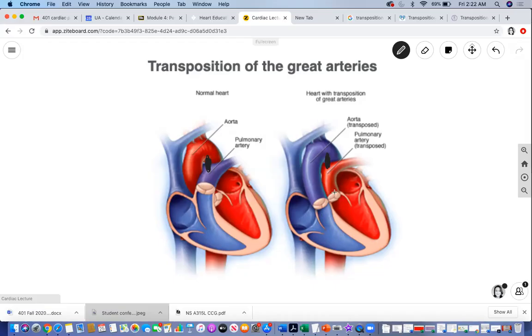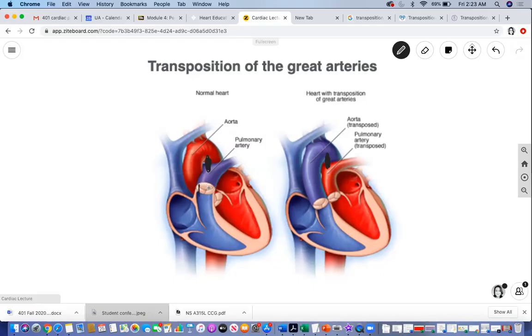And the vessel that is supposed to carry deoxygenated blood to your lungs to pick up oxygen is actually connected to the other chamber with blood that is already supposed to be oxygenated. So they are flipped backwards. This is what happens when I try to say things in layman's terms when I'm trying to lecture. Sorry. So pretend like these are electrical plugs.